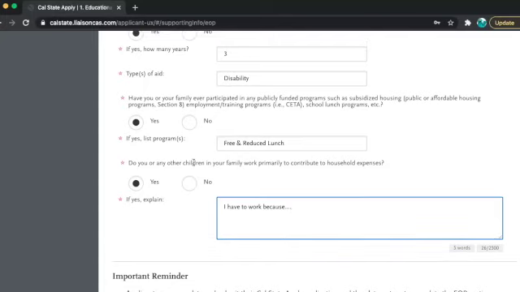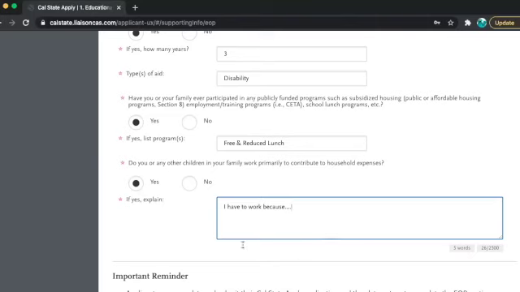So do you or any other children in your family have to work to contribute to the household expenses? If you or any of your siblings right now have to work to help pay bills, you're going to click yes. And then you're going to type in, I have to work because, and you're going to explain why. And you can say, even before COVID, I had to work because I have to help my parents. My parent is working, or one of my parents is on disability, or my only parent lost their job during COVID. So now I'm the main provider for the bills at home. You can write that.